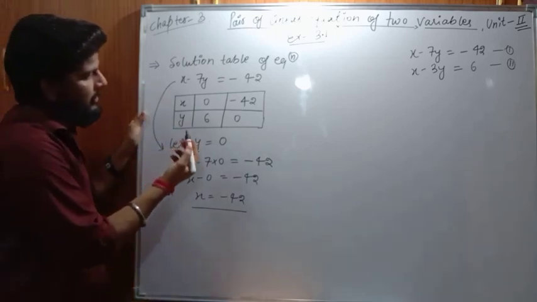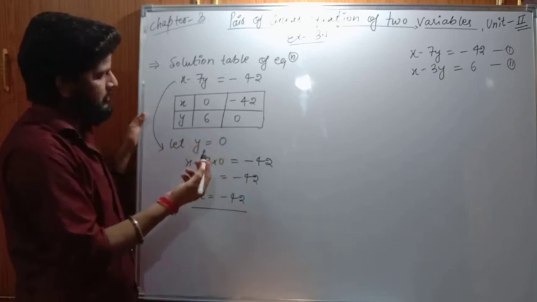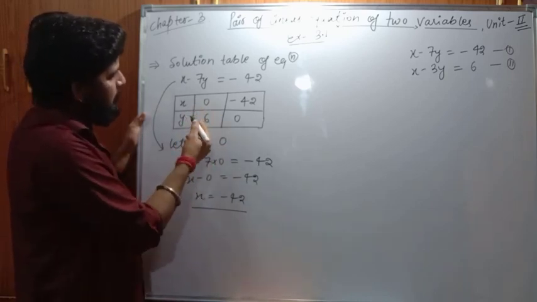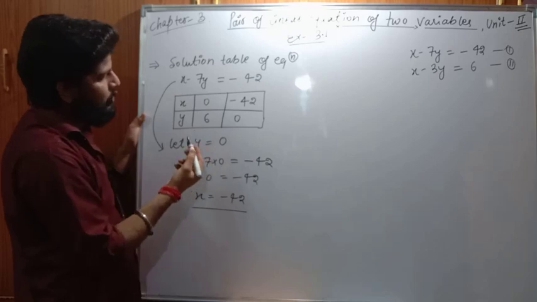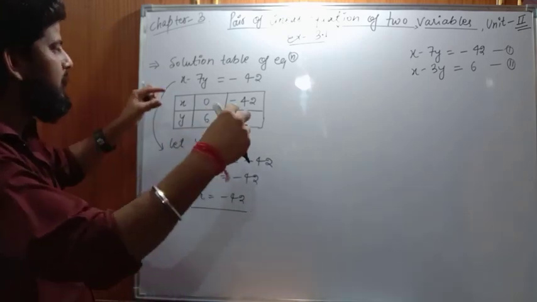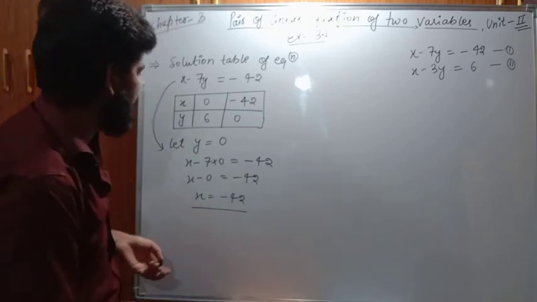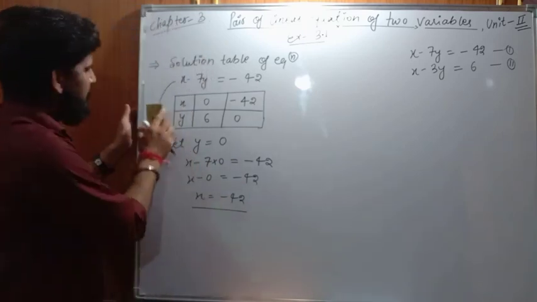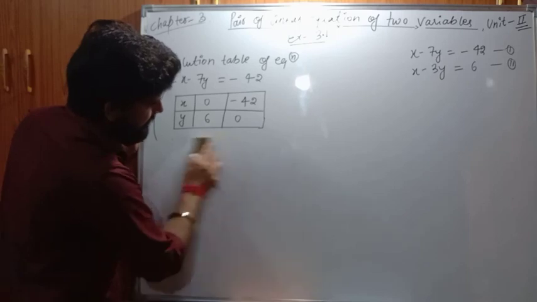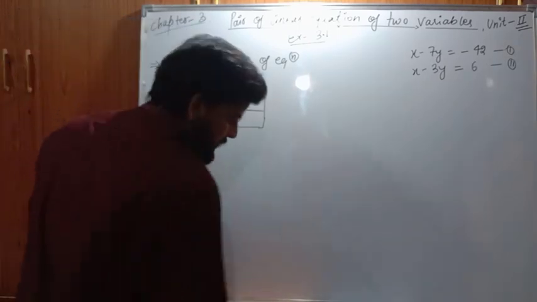Okay, so we have to calculate two values of x and two values of y. हमको दो वैल्यू निकालनी है. We have to calculate two values. Okay, because if we calculate two values, then we will get 2 points, and we join the 2 points, and then we get a straight line. Okay, same we will do in the second equation.